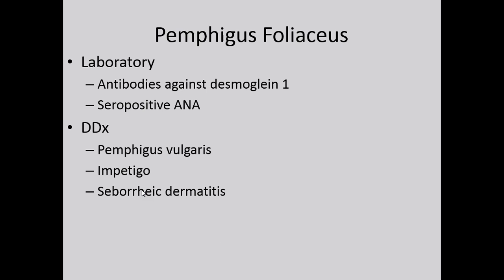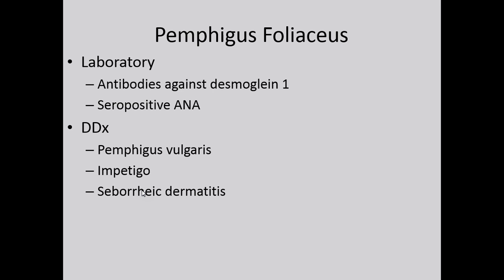And again, we can order some of the same testing, the desmoglein 1, those tight junctions of the skin. We can also order an ANA, which is going to be positive, but like a lot of autoimmune reactions, that ANA is going to be positive anyway. The main diagnosis that we're going to have with a positive ANA is going to be lupus. So again, it's going to look kind of like vulgaris, but not as severe.